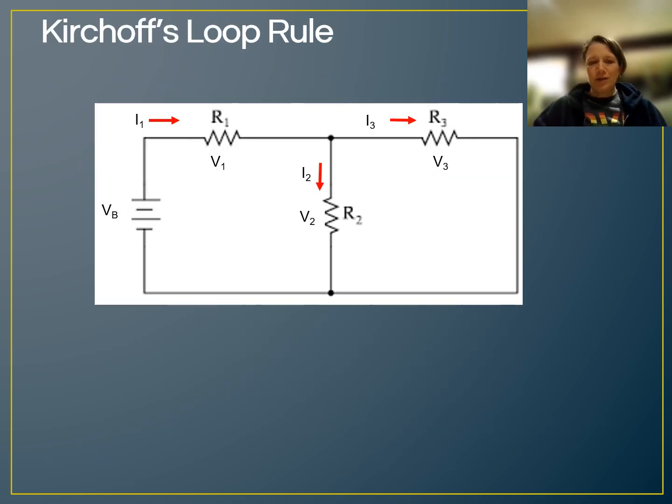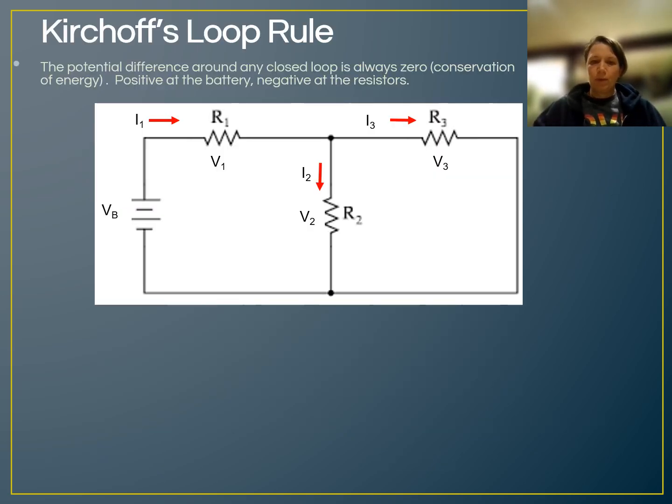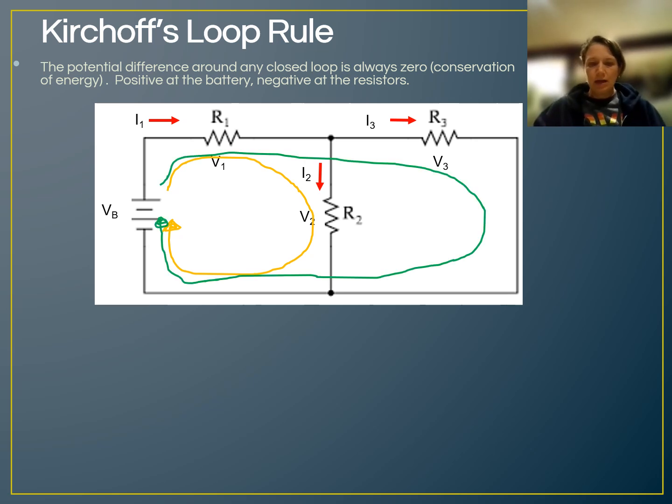You can also write equations using Kirchhoff's loop rule. Remember that the potential difference around any closed loop is always zero due to conservation of energy. We're going to consider voltage going through a battery, at least in the correct direction, to be positive, and negative at the resistors. I am drawing three possible loops you can write equations for in this particular drawing.